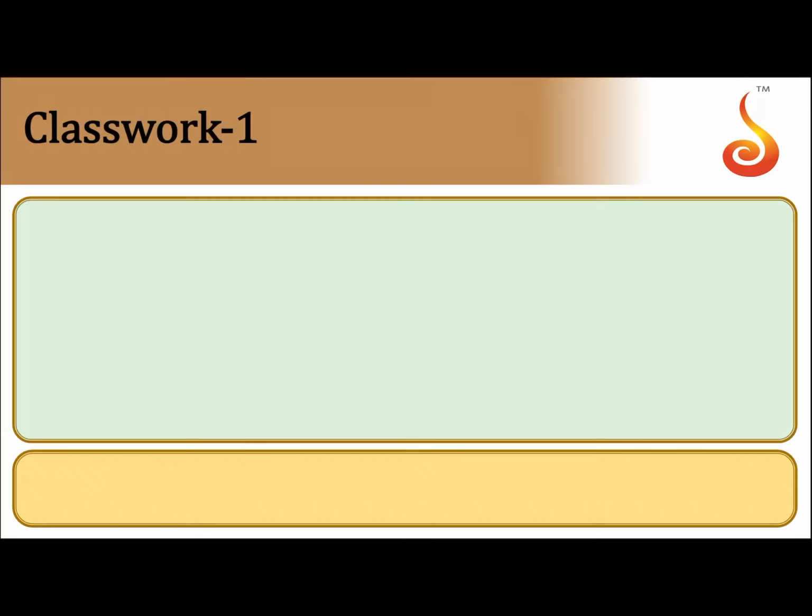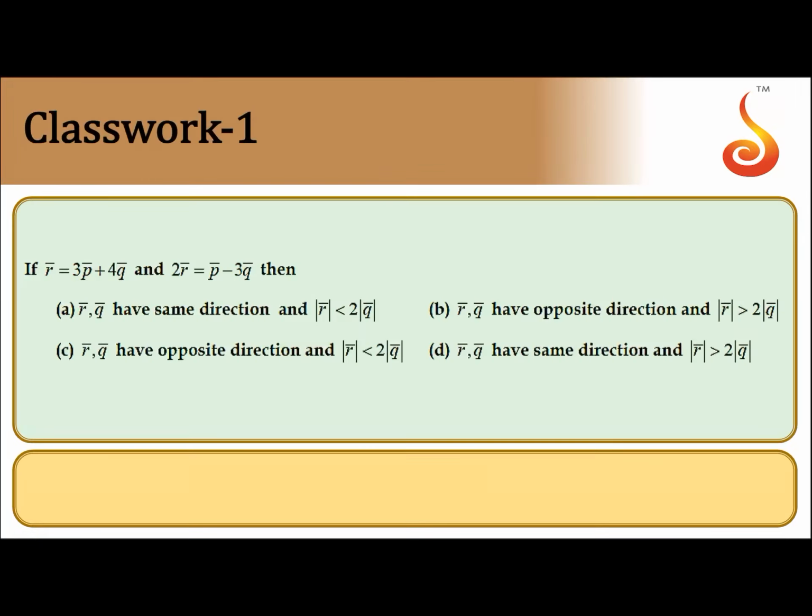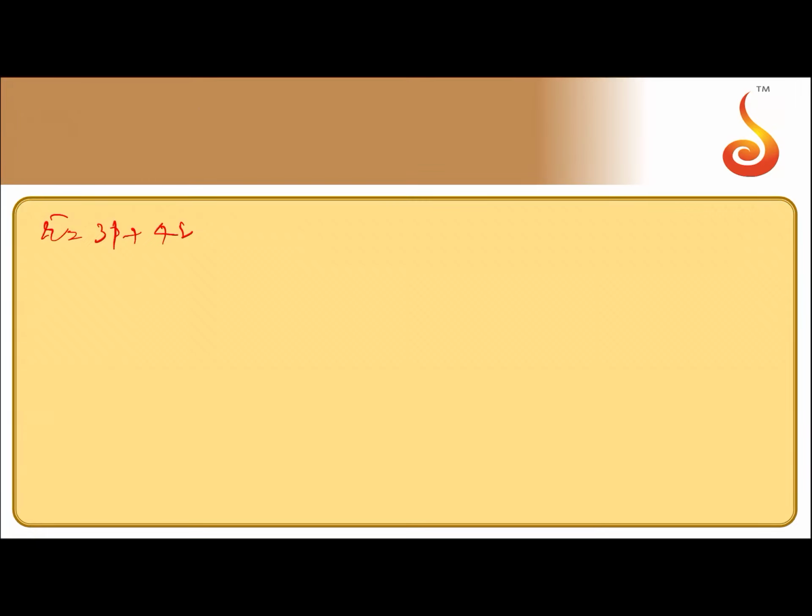Now we shall start with the problems on vectors. The first one: you are given the R vector and the 2R vector in terms of P and Q. Option-wise, we need to find the relation between R and Q, so let us eliminate P. So R is equal to 3P plus 4Q, and 2R is equal to P minus 3Q.